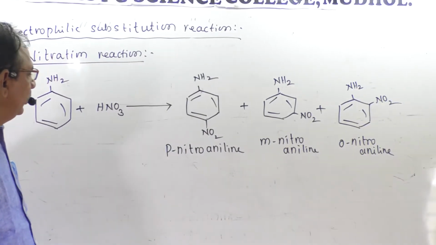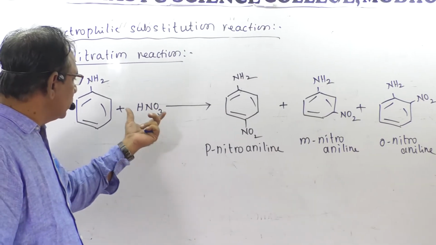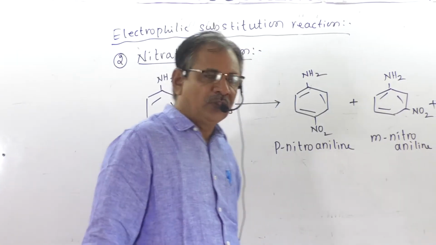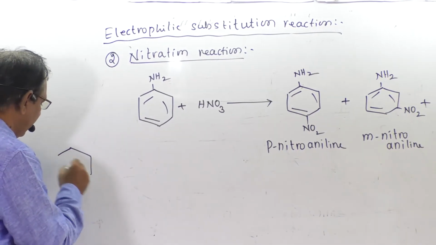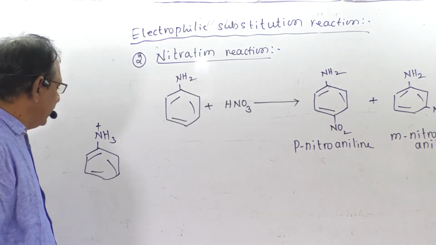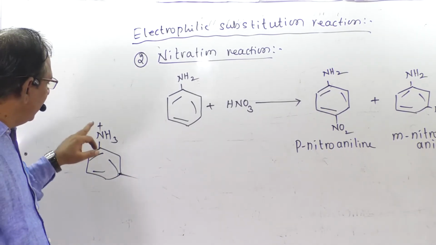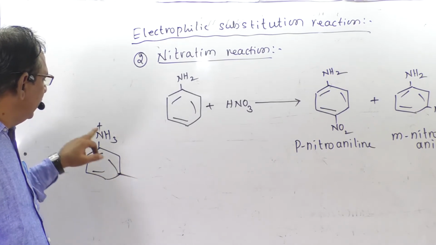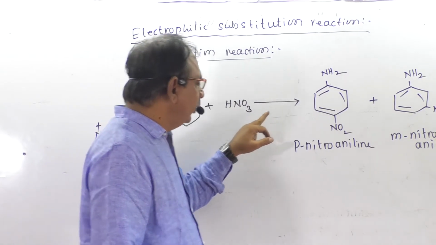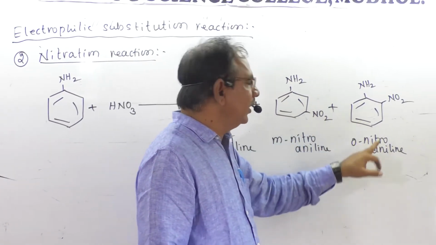Why? Because this is an organic base, and this is an inorganic acid. When the acid is treated with the base, it forms the anilinium ion, that is, the NH3 plus ion. This anilinium ion is a meta-oriented product. Hence, aniline when treated with HNO3 forms a mixture of para-nitroaniline, meta-nitroaniline as well as ortho-nitroaniline.